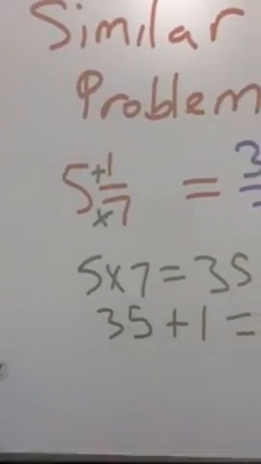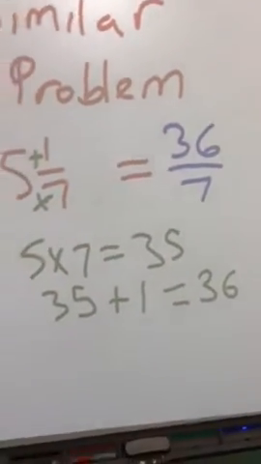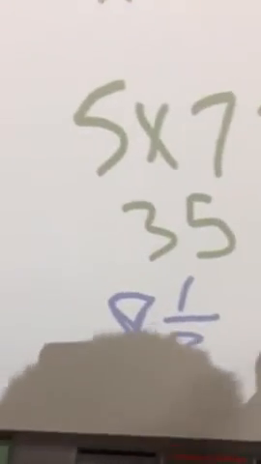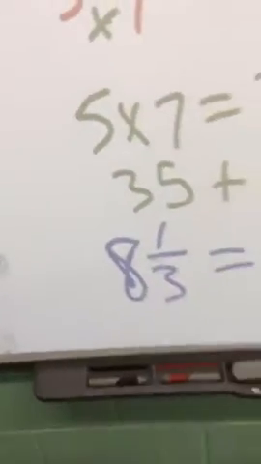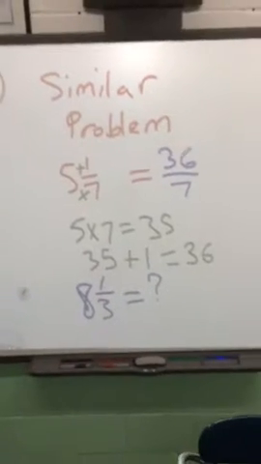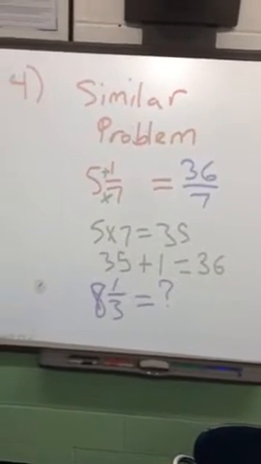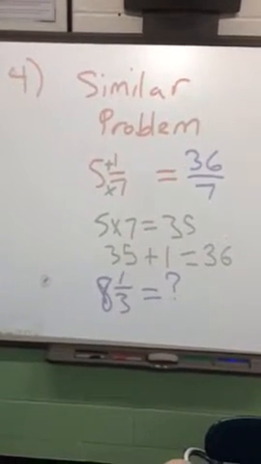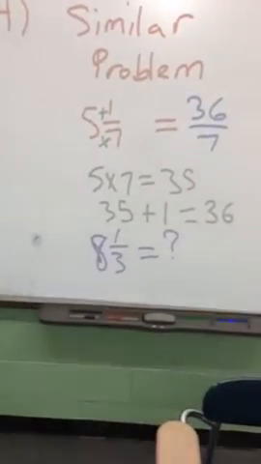Now, if you know this, then you can go back to the problem and you should know how to find 8 1/3 as an improper fraction. Got it? So use the same process as the similar problem that I did, and find what 8 1/3 is.